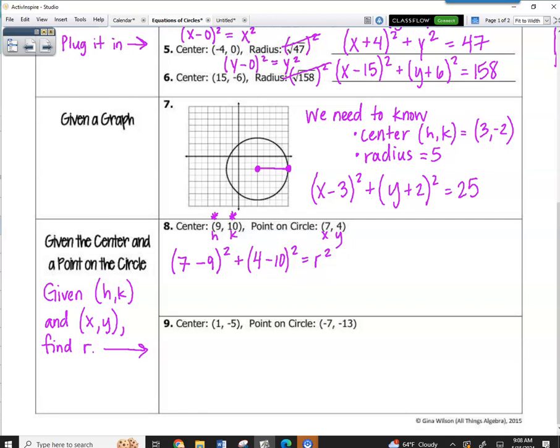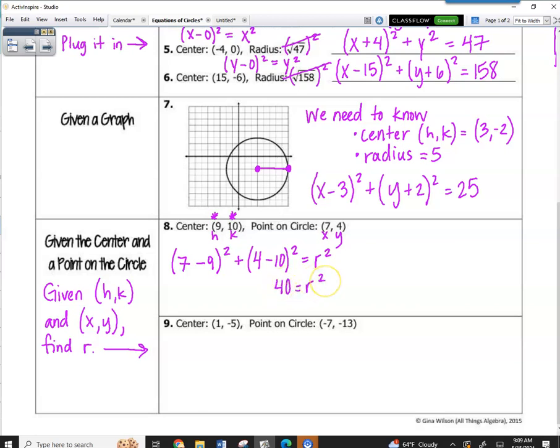Now type every single bit of that in your calculator, the stuff on the left. So parentheses, 7 minus 9, close parentheses, squared, plus parentheses, 4 minus 10, close parentheses, squared. Then hit enter. What'd you get? 40. So r squared is 40.